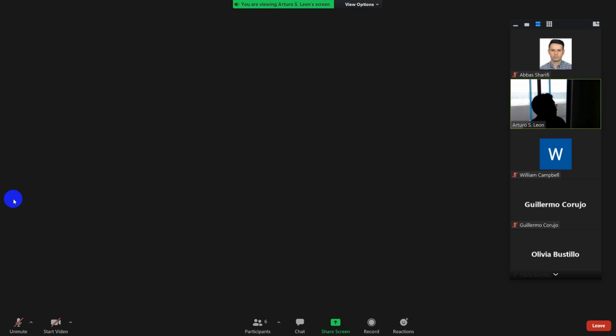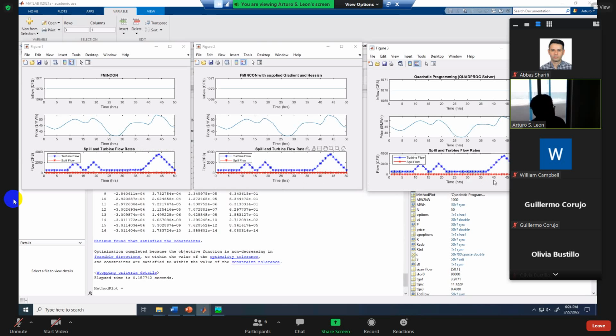No, I don't see differences, guys. The results are basically the same. And you will also realize the objective function is the same for the three of them.